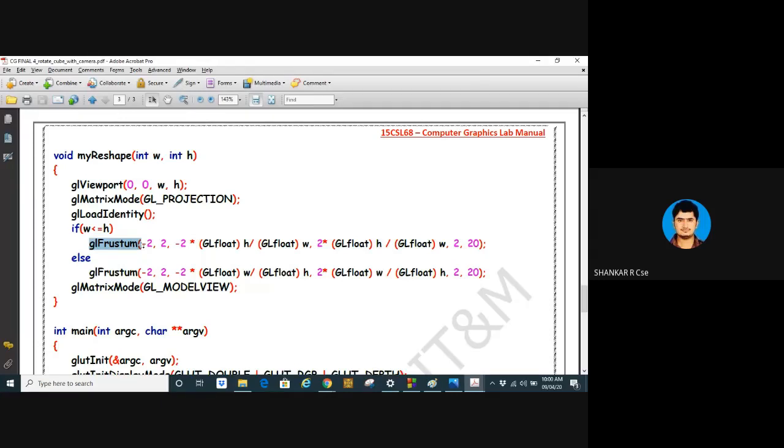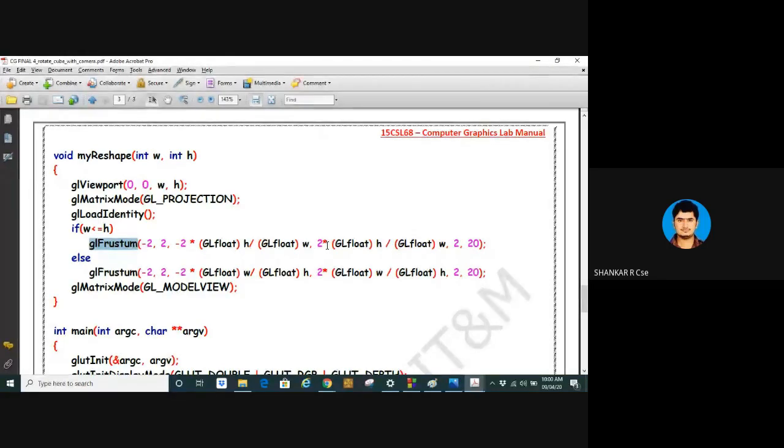So you can view from either end. All the rays get converged at one point. So that is why it is called perspective projection. That is theory. How do you put it in OpenGL? We have an API called GL frustum. Frustum also takes something similar to your GL ortho.